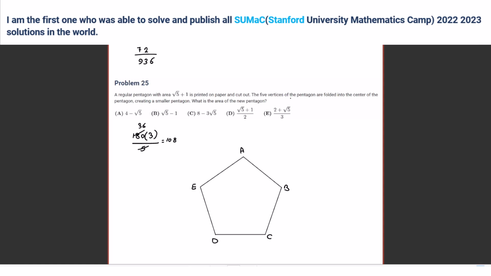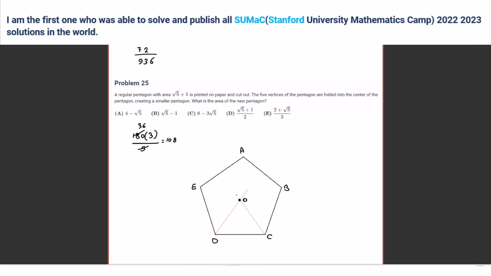And then it says the 5 vertices of the pentagon are folded into the center of the pentagon. Okay. If you want to find the center of this pentagon, so here, for example, it is 70. We know this one is 108, so half of that is 54. So it lies on this, and this one is 72 with this one. So 108 over 2 is 54. 54 plus 72, 126. It will be something like this. So it is our center, right?